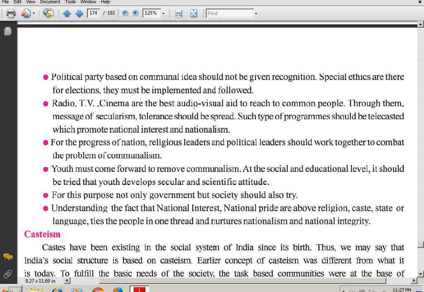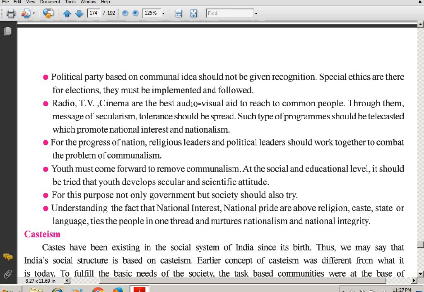Okay, special ethics are there for elections. They must be implemented and followed. So we have to implement what is there, and not only planning and implementing, but also to follow what we are deciding. Radio, TV, cinema are the best audiovisual aid to reach the common people. Underline, students: radio, TV and cinema are the best audiovisual aid to reach the common people.